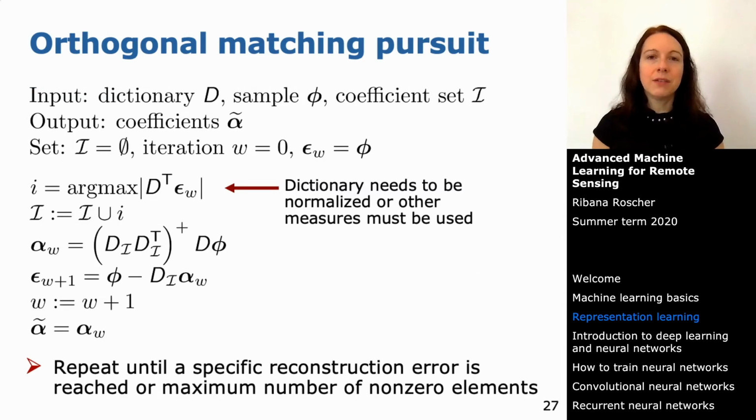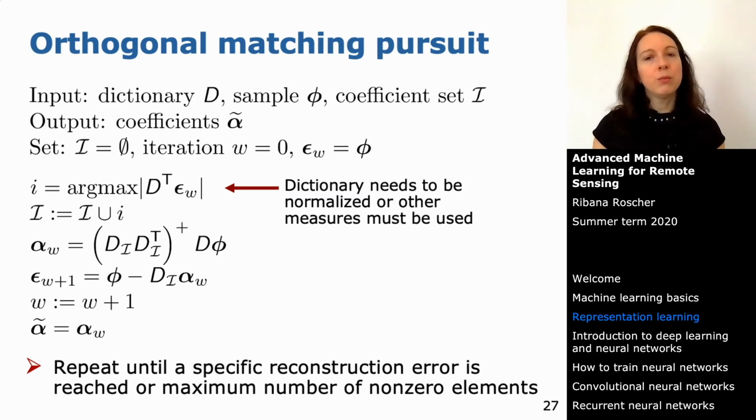Now let's have a look at the procedure, so how to perform orthogonal matching pursuit. As an input, you start with a given dictionary. For now, let's assume you have it from somewhere. We will later have a look at how you can determine a really good dictionary too. Then you have a given sample, which is exactly the sample you want to reconstruct. And you have a coefficient set I, which tells you exactly which dictionary elements are currently used for the reconstruction.